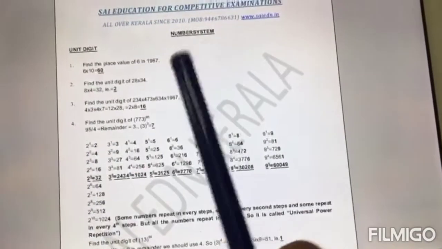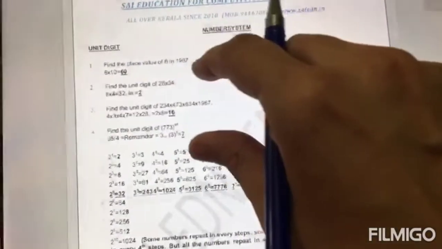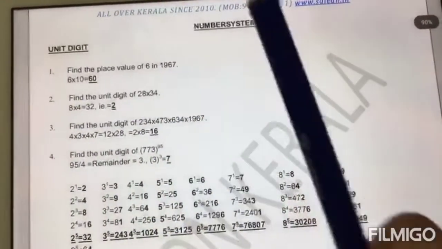Today we're going to start a new topic, the number system. Very simple but very important, so let's get started. Alright, so number system. Let us start with the first topic, units digits.